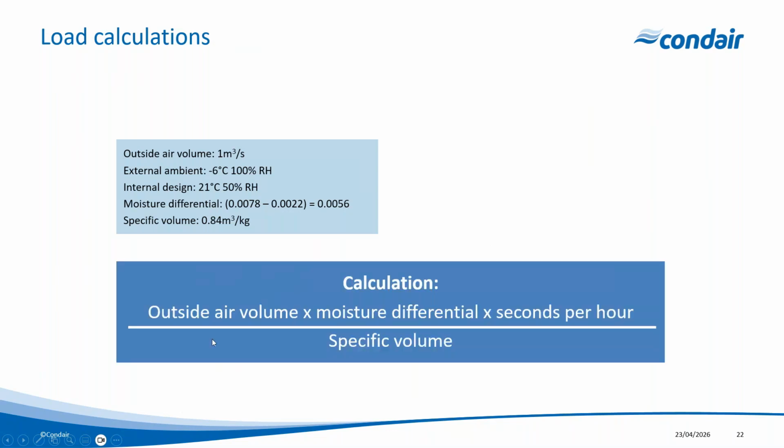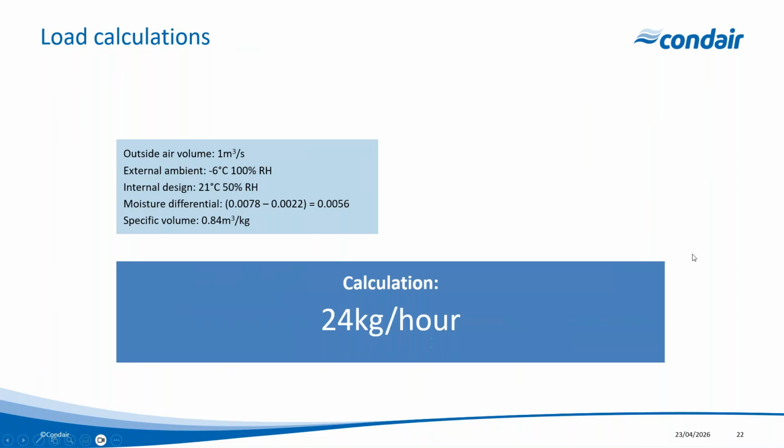So then that gives us a calculation where we take the outside air volume, we multiply that by the moisture difference, we multiply that by 3,600 because we're going from meters cubed per second to kilograms per hour, and then we divide that by the specific volume. So here we've got 1 meter cubed per second multiplied by the moisture difference, 0.0056, multiplied by 3,600 divided by the specific volume. Gives us a pretty good rule of thumb actually, because the answer to that is 24 kilos an hour. I use 25 kilos an hour as a rule of thumb for every 1 meter cubed of fresh air because it's easier to multiply up. So it's a really useful rule of thumb.